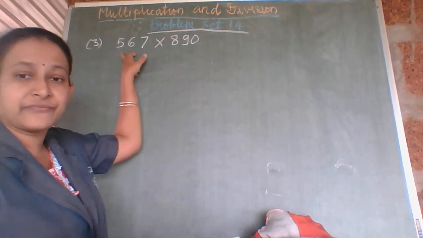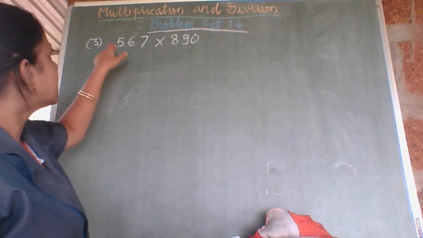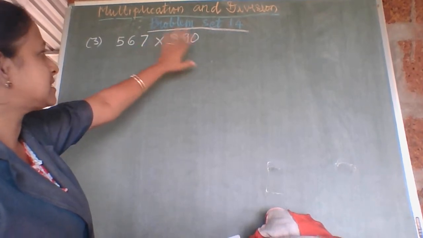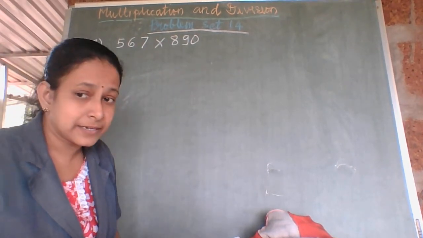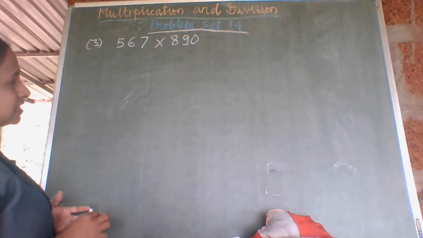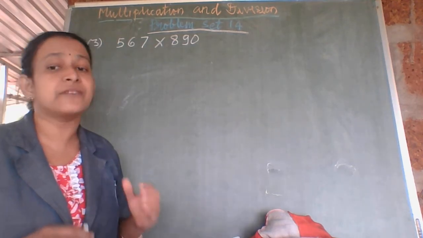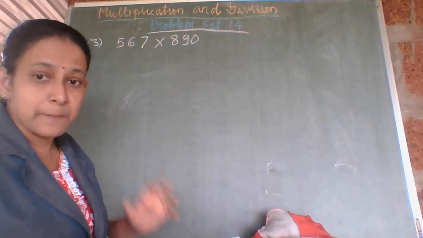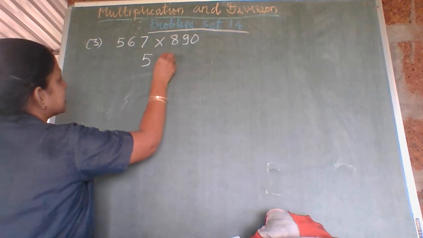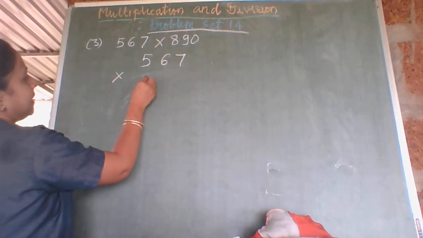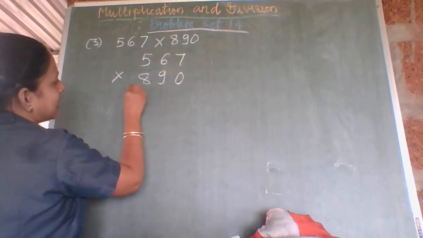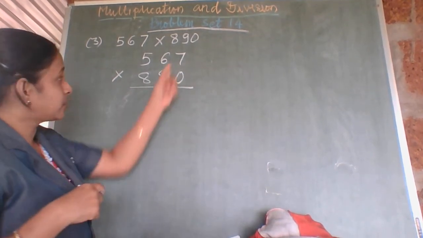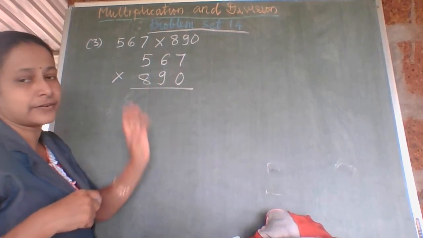Okay, students, now I have taken an example of this problem set number 14, question number 3, 567 multiplied by 890. So let's do this multiplication the same manner how I have taught you in the example. So let's first write them down in the vertical manner. 567 multiplied by 890. See that you place the digits properly under their place names. Now here unit under unit, tens under tens, and hundreds under hundreds.